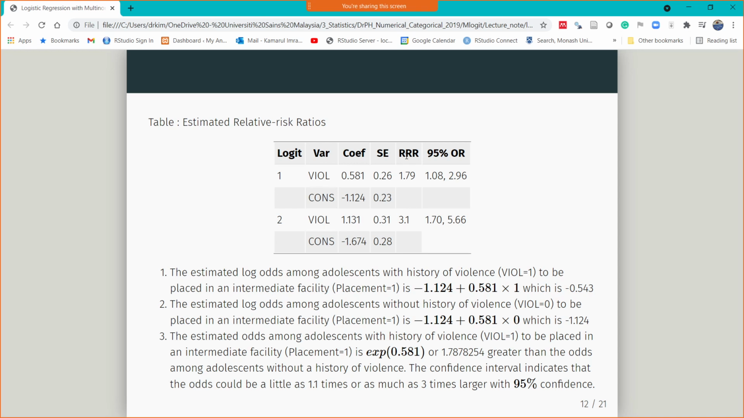It seems relative ratio and odds ratio can be used interchangeably. Yes, yes, yep, right.